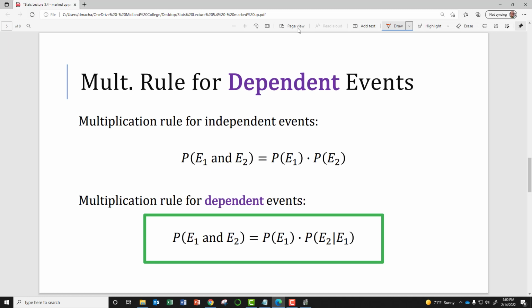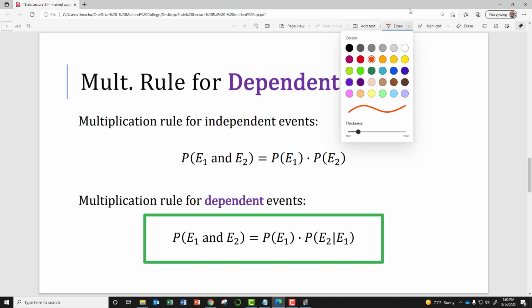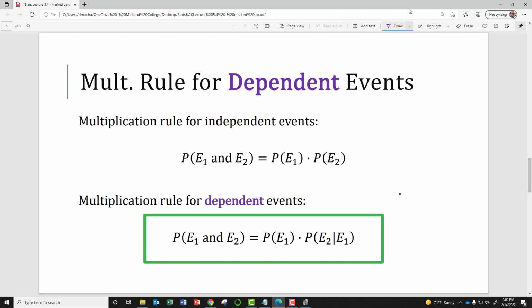So here's the multiplication rule for dependent events. Remember, in the last lesson, we learned the multiplication rule for independent events. But we are actually concerned in this lesson with dependent events. And so this is just a slightly more complicated rule, again, because this time we're concerned with the conditional probability. We're saying that for dependent events, E1 occurring actually does affect E2. So the probability that E2 is going to occur is going to be different given that E1 has occurred.